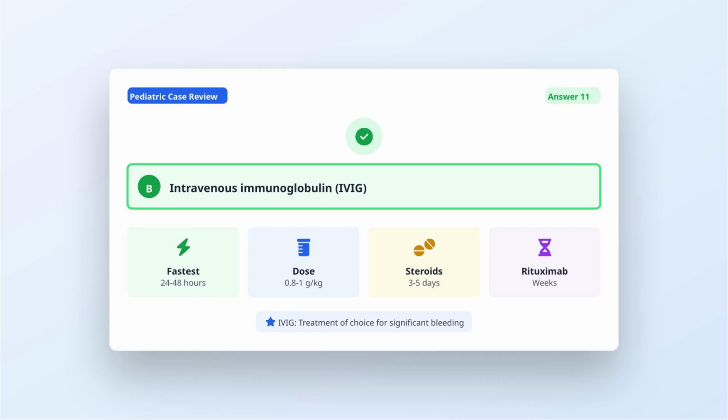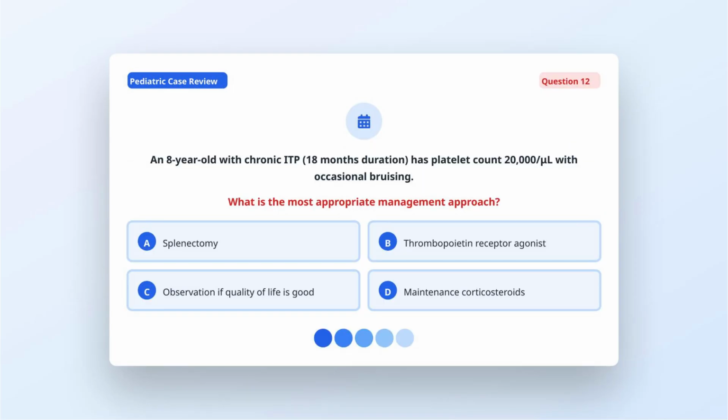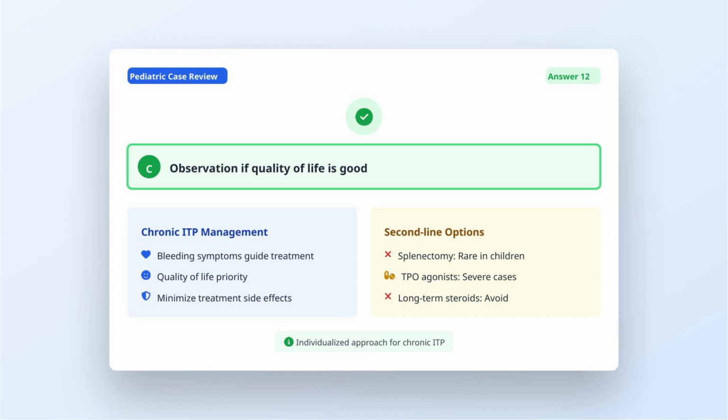for chronic cases. For chronic ITP management, an 8-year-old with chronic idiopathic thrombocytopenic purpura, 18 months duration, has a platelet count of 20,000 per microliter with occasional bruising. What is the most appropriate management approach? A. Splenectomy. B. Thrombopoietin receptor agonist. C. Observation if quality of life is good. D. Maintenance corticosteroids. The correct answer is C.